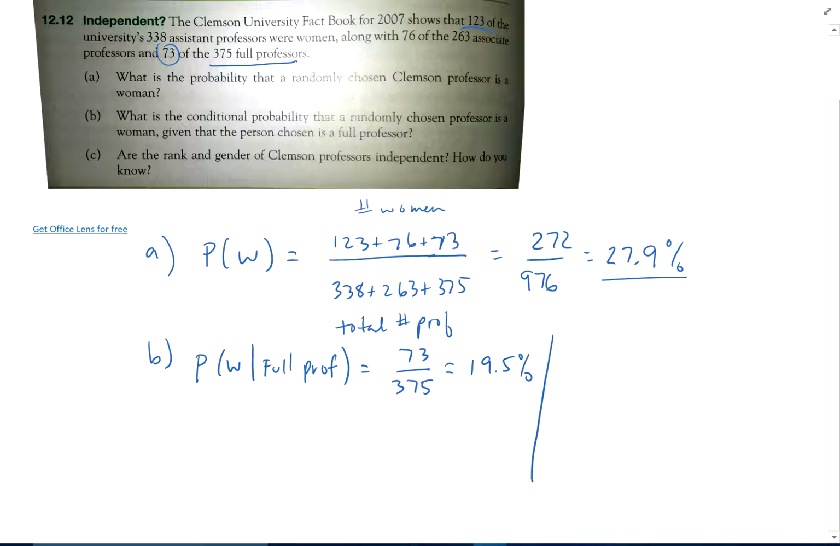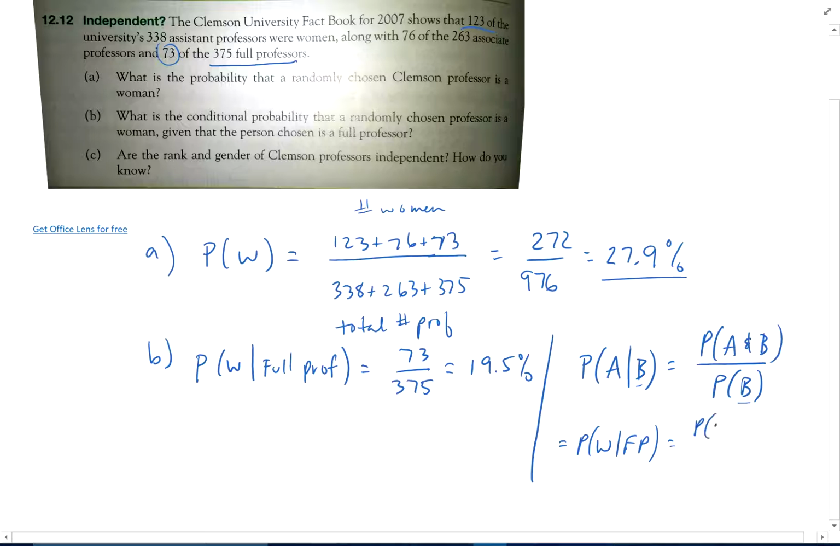Okay, well, we also had this formula that we talked about in class. Probability of A given B is the probability of A and B over the probability of B. Right? I'm only interested in the B's, which is what's given, and what's the probability of it being both A and B, as you'll see here in a second. So in this context, A is women, B is full professor. So probability of woman given full professor is the probability of a woman and full professor, divided by the probability of a full professor.